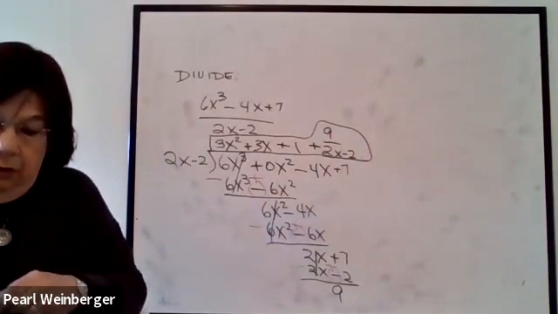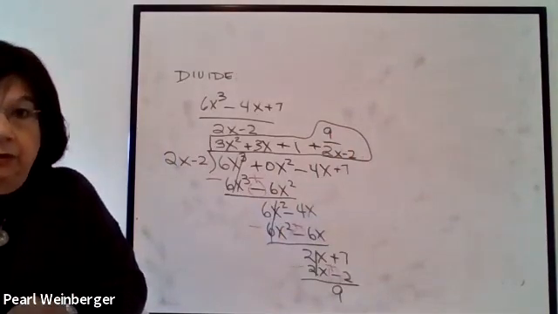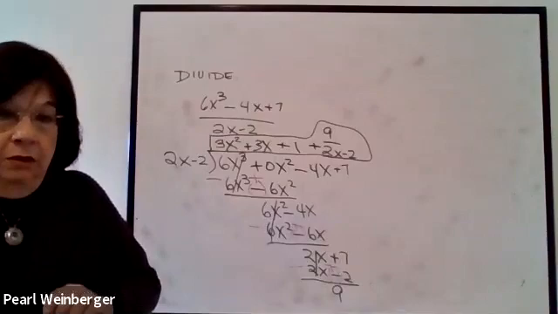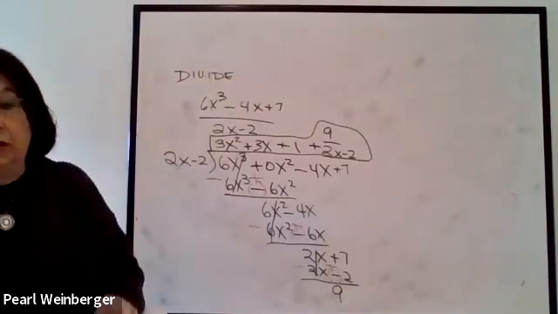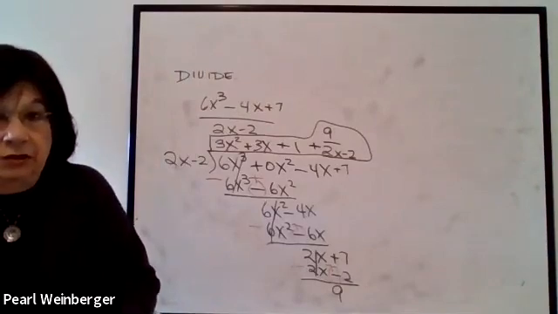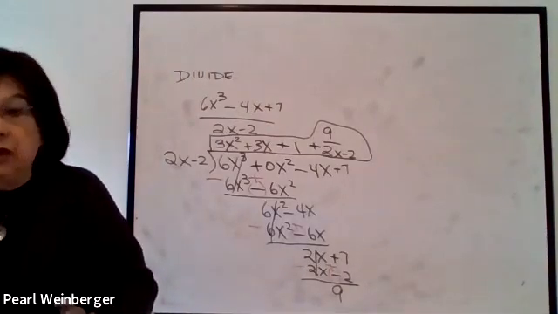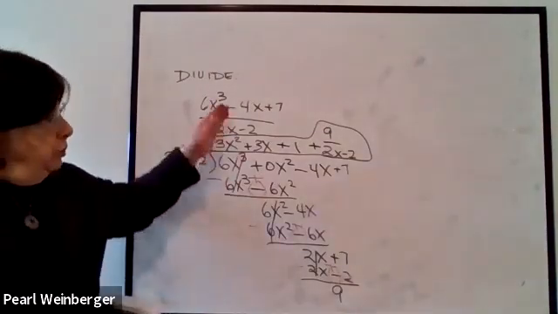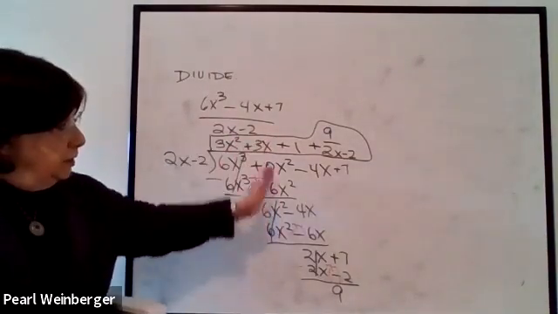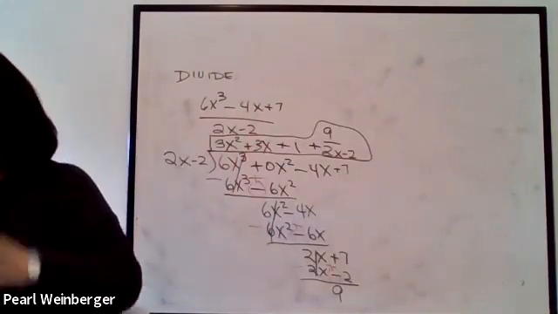So just be careful about making sure everything is in descending order and everything is accounted for. If there's a missing term, you have to put a 0 in that place so that you maintain the space, like we did here for x squared.